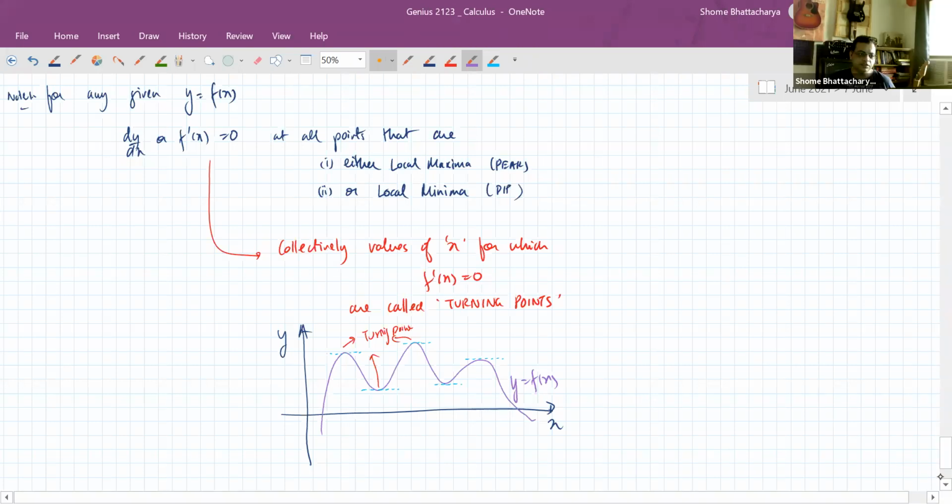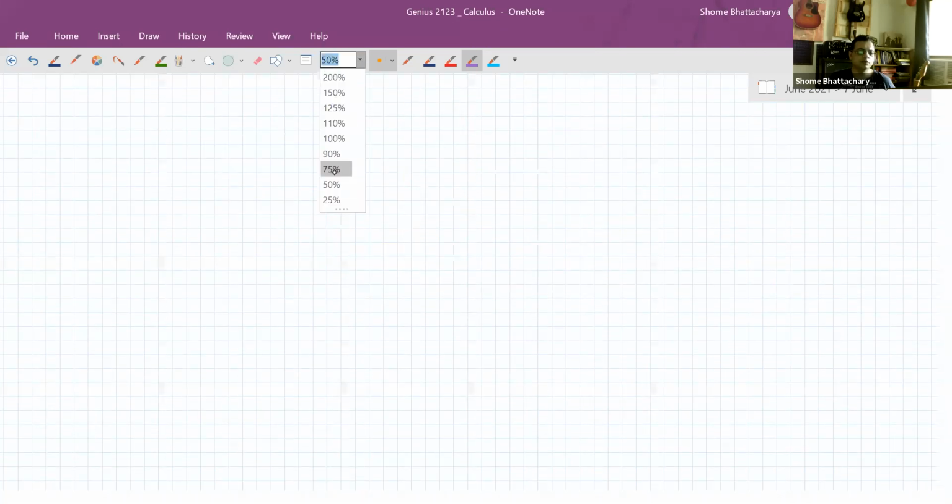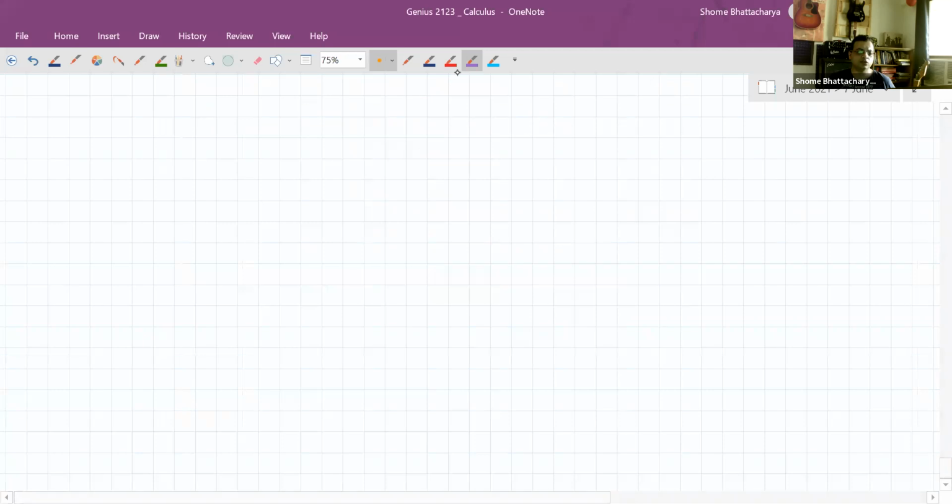Now next we will see the difference between local maxima and minima. The common point between local maxima and minima is that at both the points the derivative is 0. But what is different about them? If you look at a local maxima point, at that particular point, we draw the tangent, it has slope equal to 0.